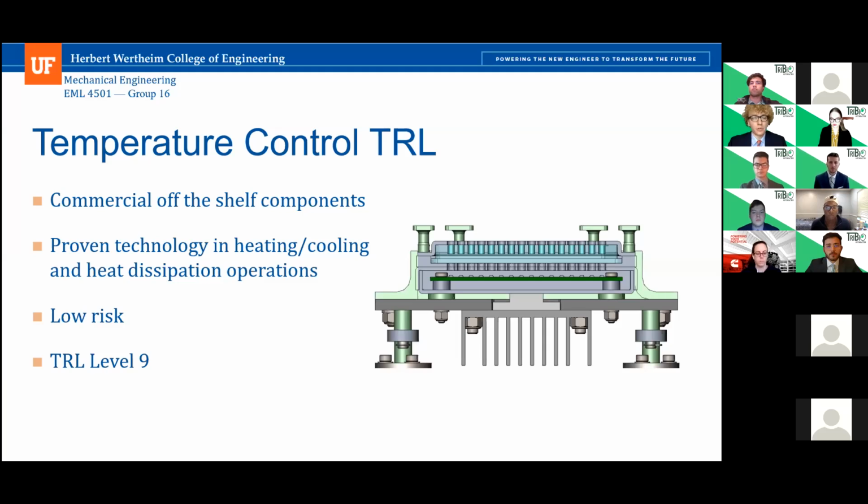As for temperature control, we once again use commercial off-the-shelf components, such as heat dissipation fins and Peltier plates, which are proven for heating, cooling, and heat dissipation operations, proving to be low risk and with a TRL level of 9.